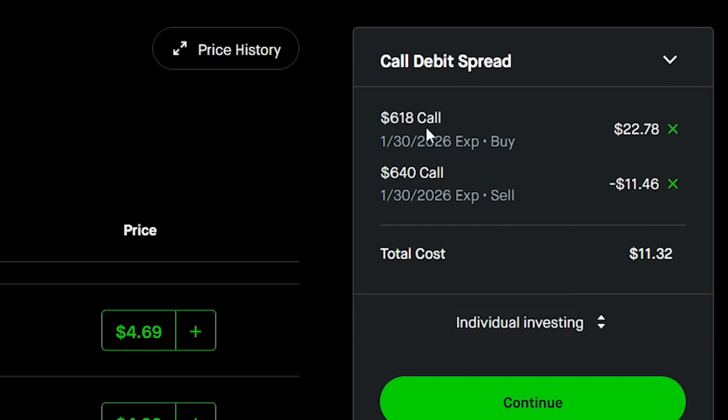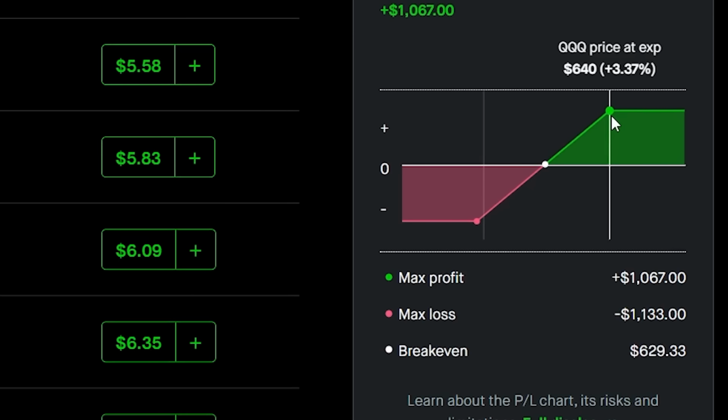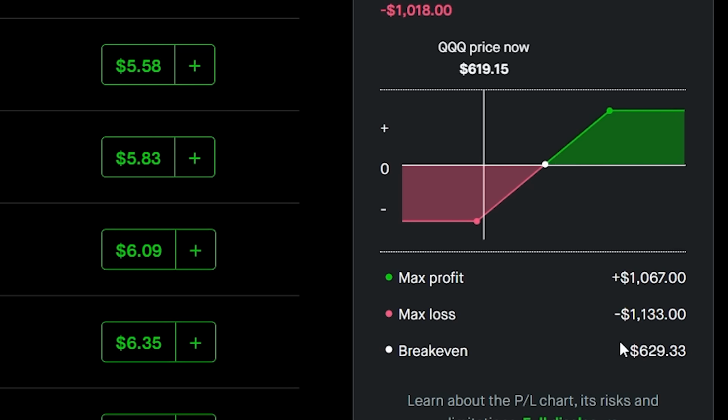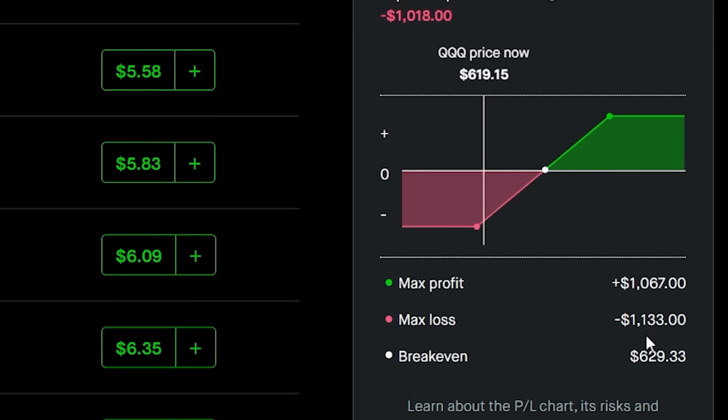You can see here I would be purchasing the 618 call and I would be selling the 640 call. So let's look at it down here. They have this great little feature that shows you your risk to reward, your max loss. My max loss in this trade would be $1,133. That's a combination of two factors. That is the premium that I had to pay when I purchased the call, but it also includes the premium I received when I sold the 640 call. If you look at here, the max loss is that 1,133.